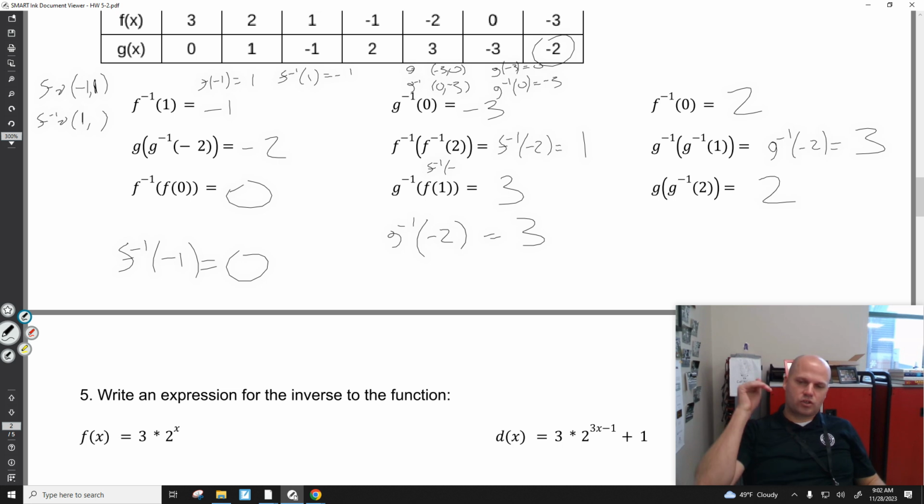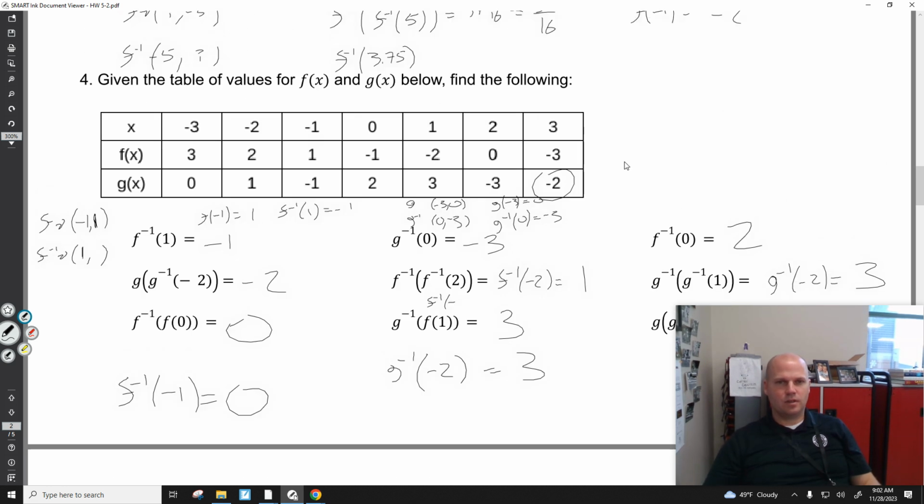G of G inverse will undo each other. You just get 2. If you look at it, it's just like you're looking at the same point. When is the output 2? At negative 2. What's G of negative 2? It's 2. They just keep taking each other back to where we started.